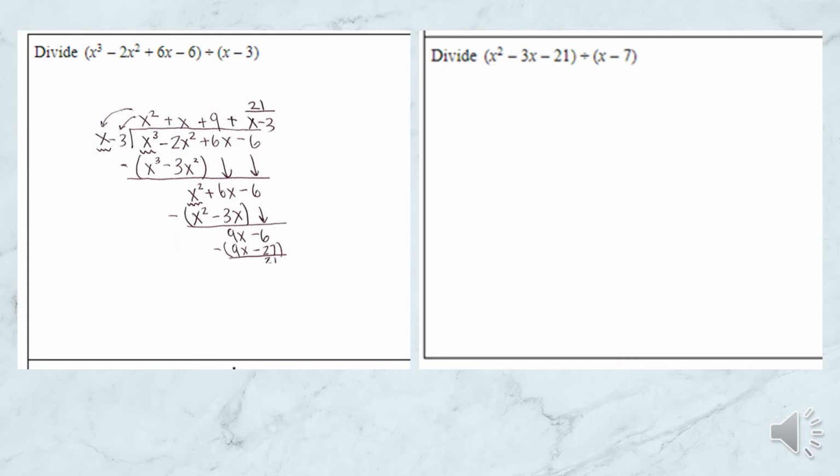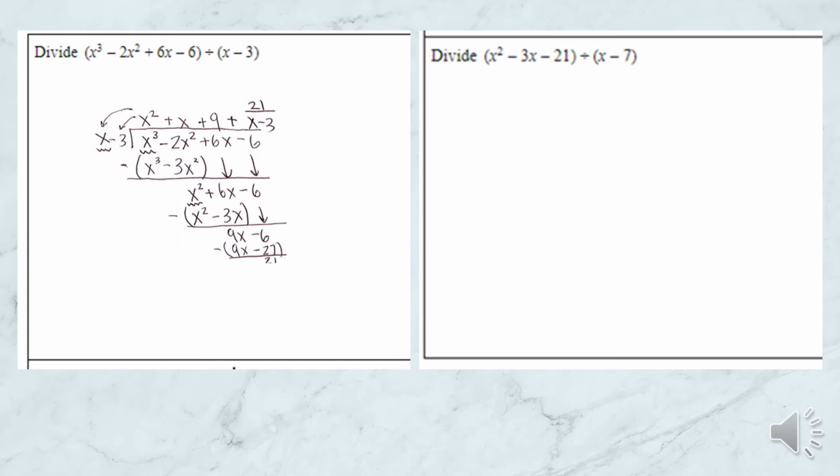9x divided by x is 9, so we put a 9 on top. We multiply 9 times x and 9 times negative 3, and we subtract. 9x minus 9x is nothing. Negative 6 minus negative 27 is positive 21, so our remainder is 21.